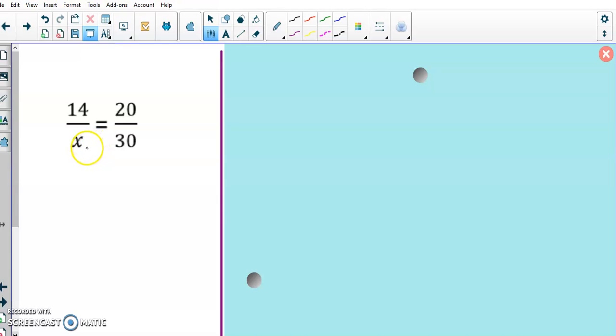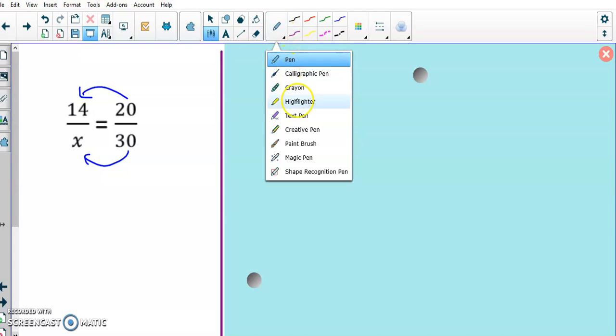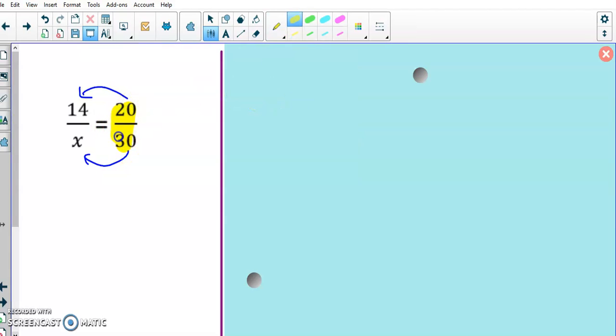Sometimes the variable is on the other side, so we have to go to the left. So I'm going to draw my arrow going left, going from 30 to x. 20 to 14. Again, I'm not sure of how to get from 20 to 14, which means I need to simplify my given ratio. Remember, your given ratio is still a top to bottom. That's a fraction form of a ratio. So I'm going to simplify 20 to 30.